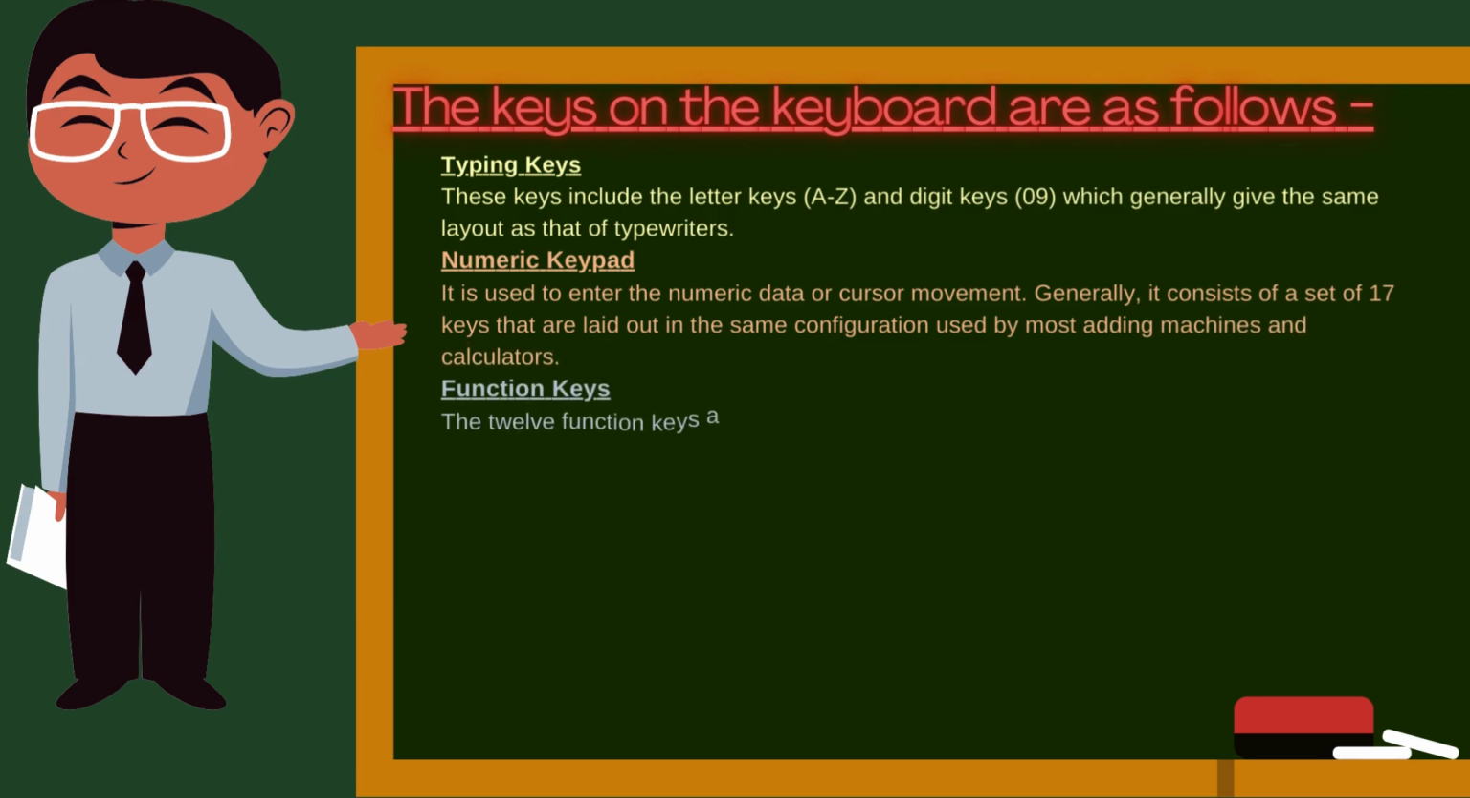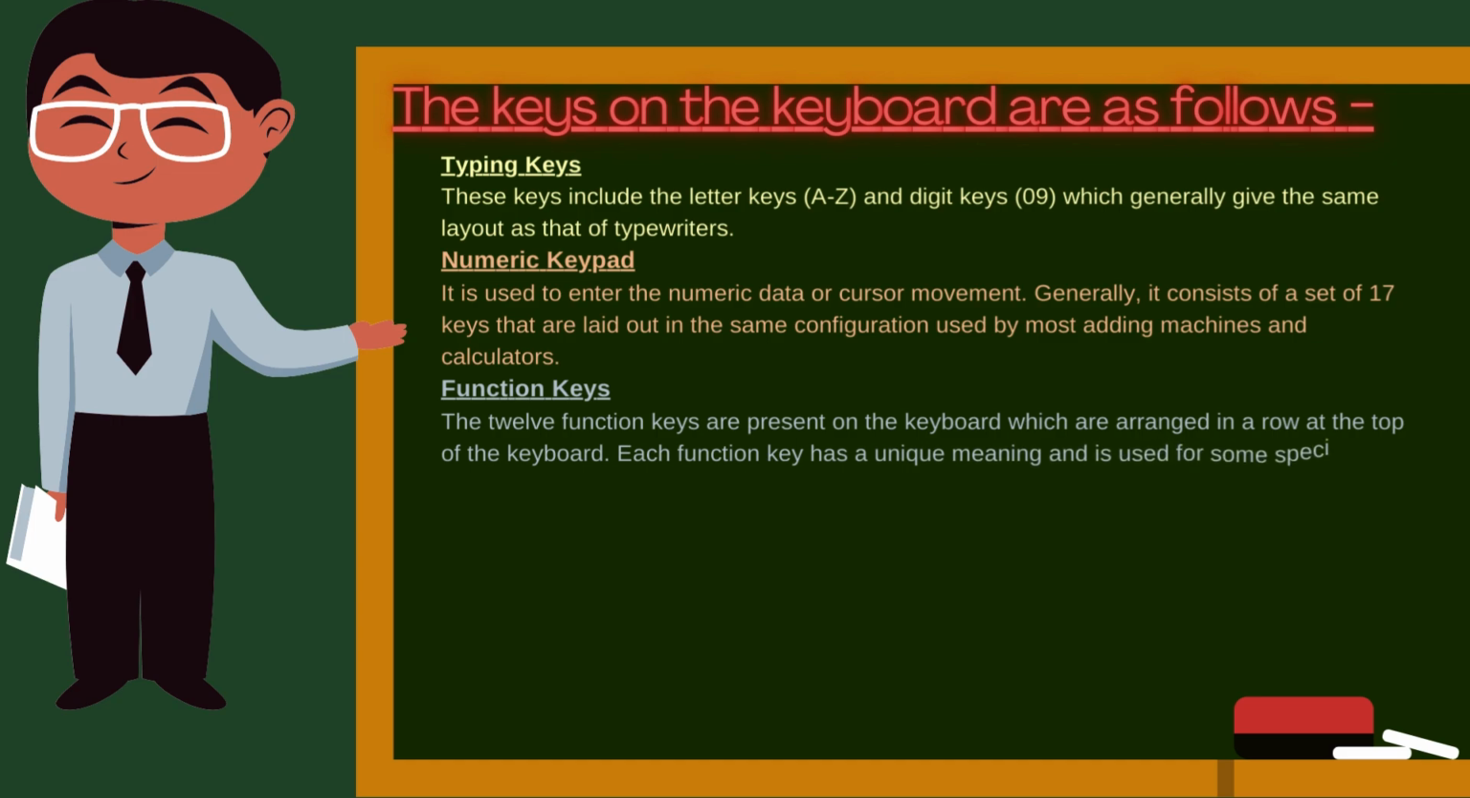adding machines and calculators. Function keys. The 12 function keys are present on the keyboard, which are arranged in a row at the top of the keyboard. Each function key has a unique meaning and is used for some specific purpose.